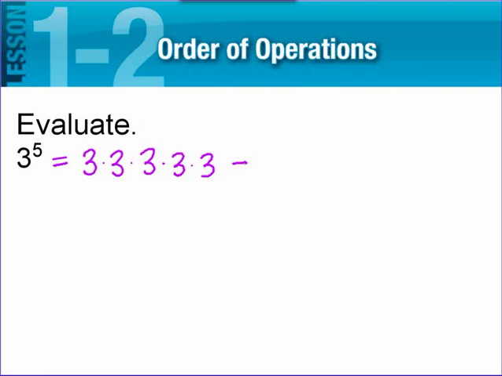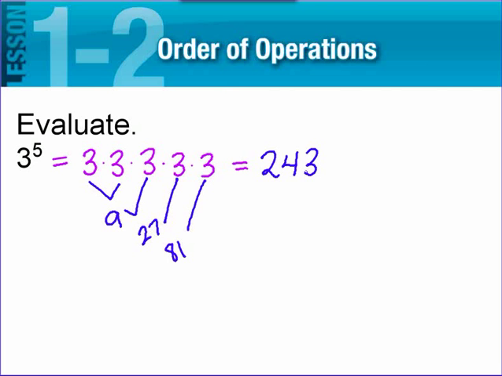So let's first of all start. We know that 3 times 3 is 9. Times 3 is 27. Times 3 is 81. Times 3 is 243. And so 243 is your answer.